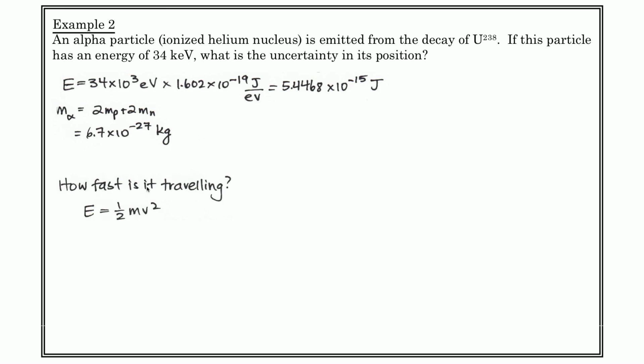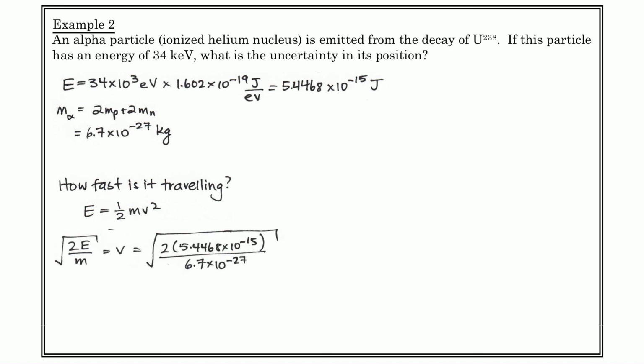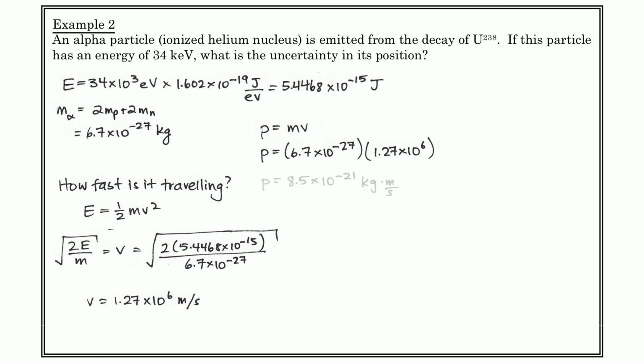How fast is it traveling? Okay, well, we know its energy. So if we know its energy, we can plug it in here, and let's just solve for v. And it turns out it's 1.27 times 10 to the 6th meters per second. Okay, so now that I know v and I know mass, I can calculate its momentum. This is, of course, the uncertainty in its momentum, and it's about 8.5 times 10 to the negative 21 kilogram meters per second.